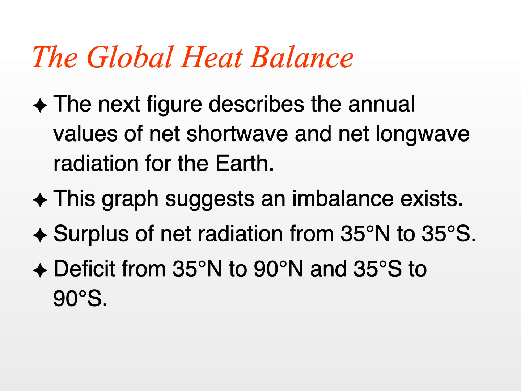From 35 degrees north to 35 degrees south, we have more incoming shortwave than outgoing longwave. So an area of surplus. From 35 degrees north to 90 degrees north and 35 degrees south to 90 degrees south, we have a situation where there is more longwave than incoming shortwave. So we have a deficit.